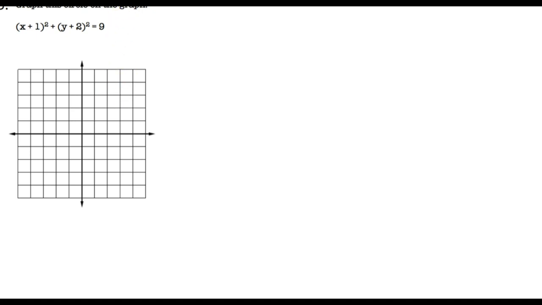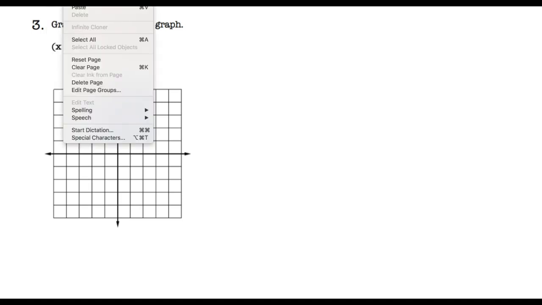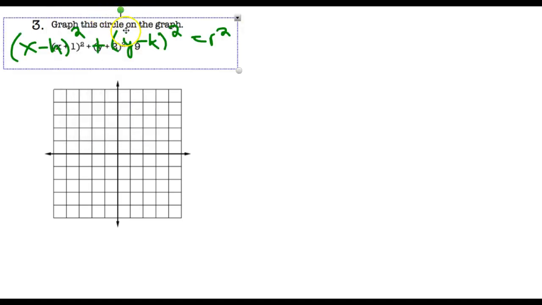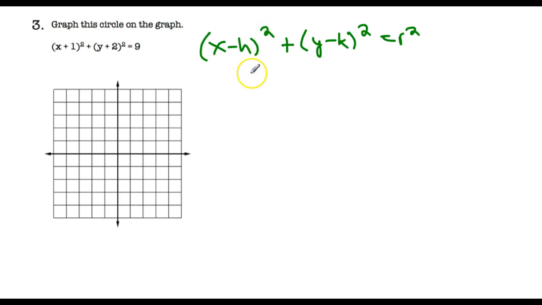For this one, let me drag this problem in the recording area here. It says graph this circle on the graph. So we're going to do the same thing we did on the last problem. We're going to figure out what is the center and the radius, and then it's just a matter of graphing it. So what did we put in for h to get positive 1? It must have been a -1. And what did we put in for k to get positive 2? It must have been a -2, so that's the center. And what did we put in for r to get 9? Well, the square root of 9 is 3, so the radius must be 3.